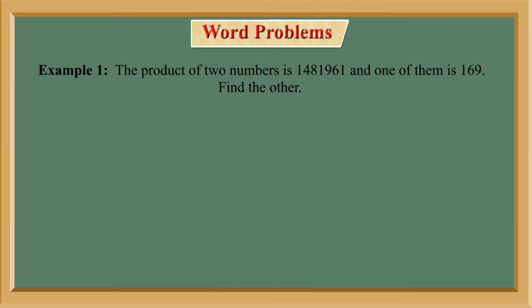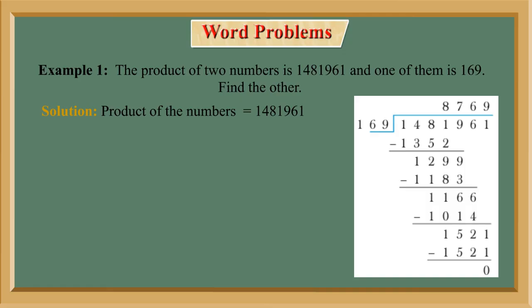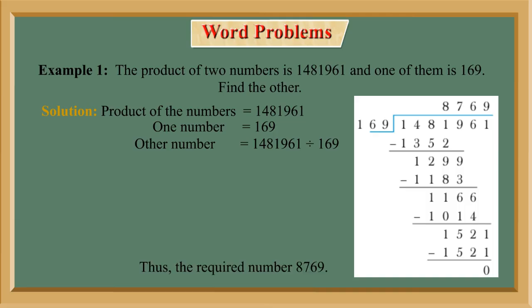Word problems. Example 1. The product of two numbers is 14,81,961 and one of them is 169. Find the other. Solution. Product of the numbers is equal to 14,81,961. One number is equal to 169. Other number is equal to 14,81,961 divided by 169. Thus, the required number is 8769.